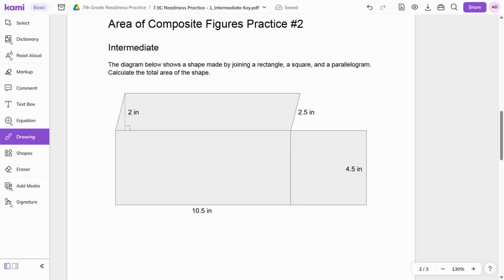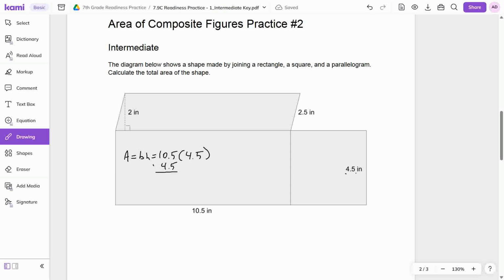So let's find the area of a rectangle first. So that's going to be base times height, length times width. If you want to use it that way, that works fine. And so my base is going to be 10.5. My height, I don't have a height, but I can use this distance over here because that's the same distance, 4.5. All right, so let's do a little bit of math here.